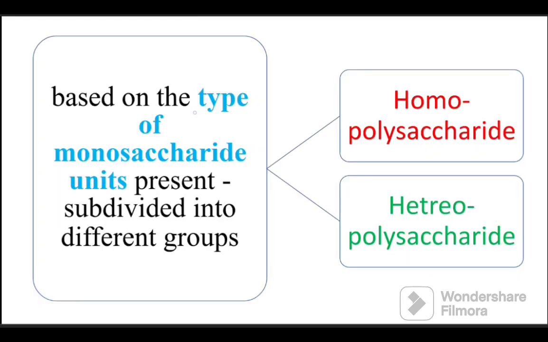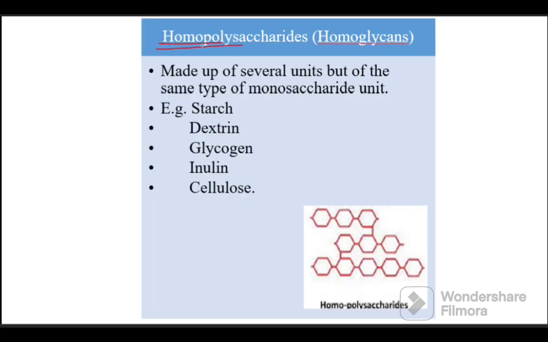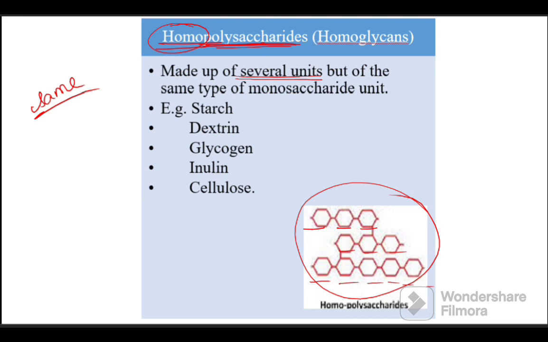Now these polysaccharides, based on the type of monosaccharide unit that is present, are divided into homopolysaccharides and heteropolysaccharides. A homopolysaccharide, as the name suggests, has many sugar units, but homo means same. So it is made of the same type of sugar unit. Some examples are starch, dextrin, glycogen, inulin and cellulose. These are otherwise called homoglycans.